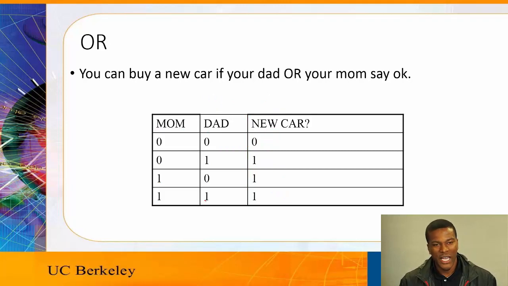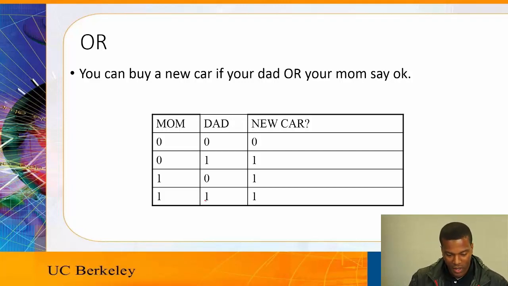The last of the most common logic operations is called the OR operator. We're going to use the same sentence that we used before, except we're going to input the OR operator in place of AND. So let's view the first combination of inputs and outputs. In the case where your mom and your dad say you can't have a new car, we know that the output is still going to be no.